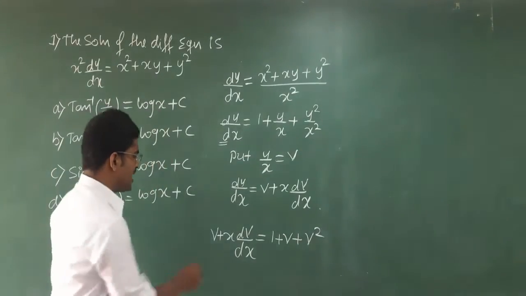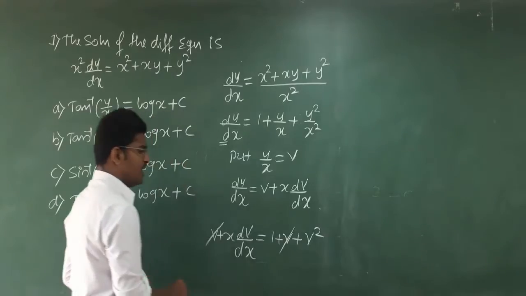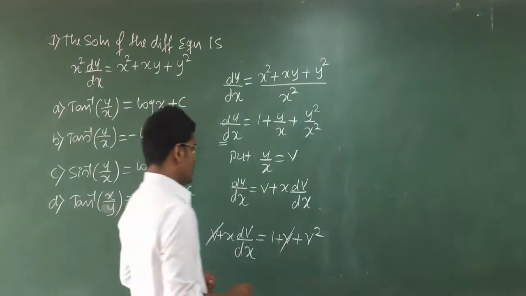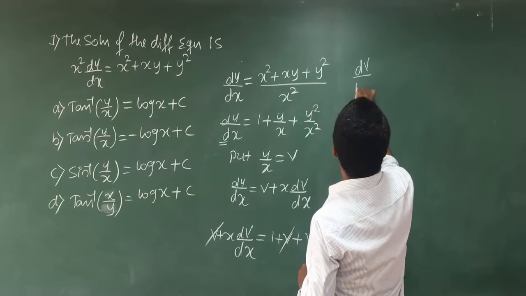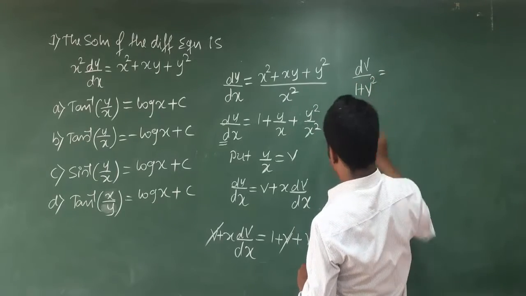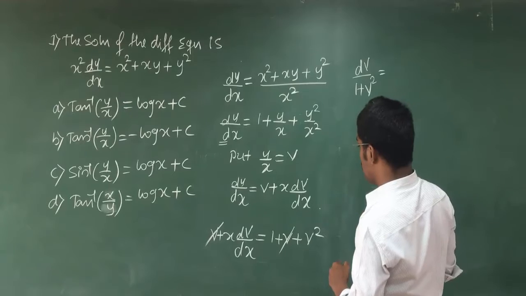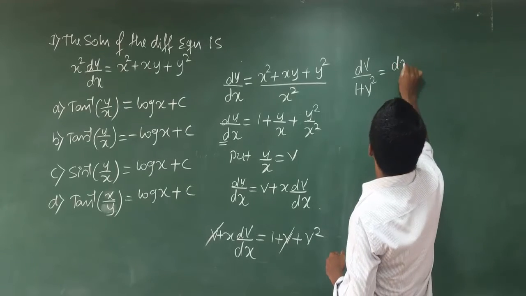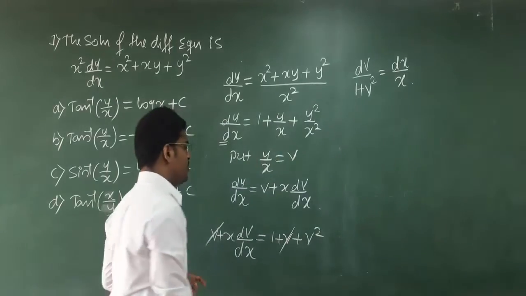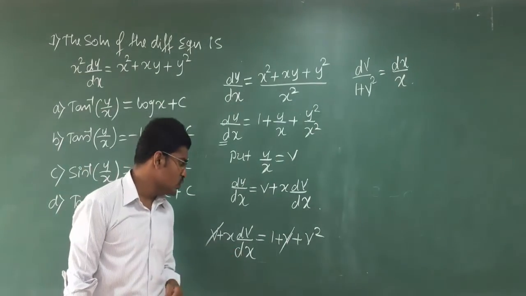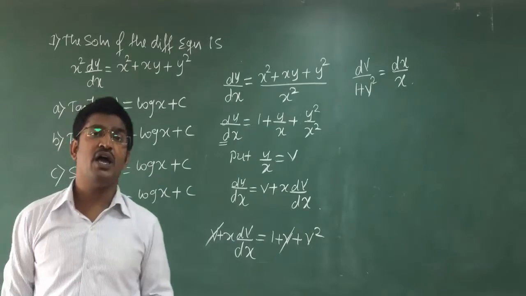So now you can eliminate v and v. So it will be dv divided by 1 plus v square, and that is equal to dx divided by x. Clear? So dv divided by 1 plus v square equal to dx divided by x.